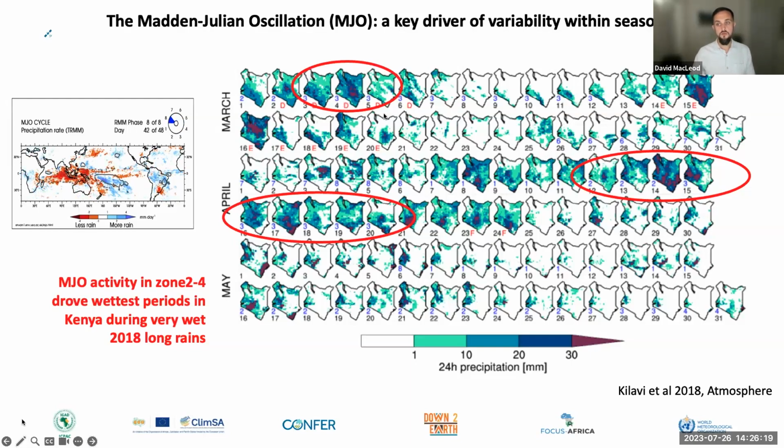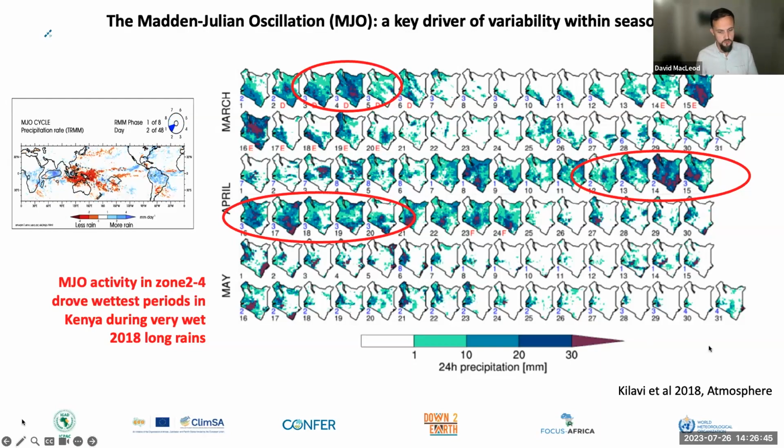So that MJO activity was driving a wet signal in those weeks. Of course, it's not always the case. Sometimes we see later on in March there was still MJO remained in zone 3, but the rainfall wasn't as strong in most of the country. And other times there is rainfall occurring without that MJO activity.